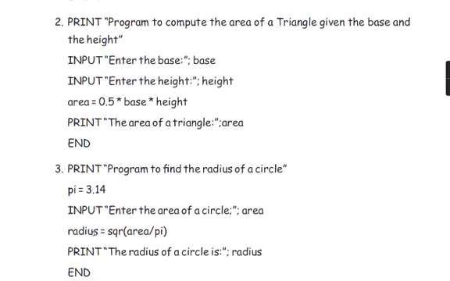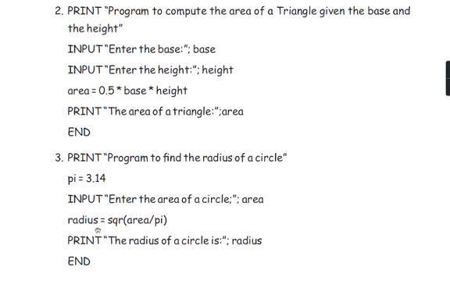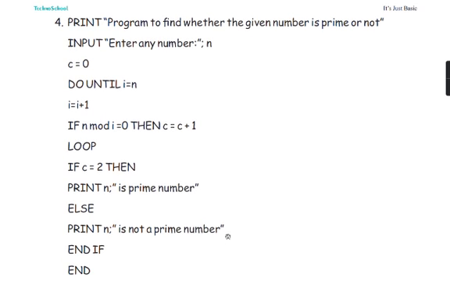Next, find the radius of a circle. For this formula, pi equal to 3.14, that is fixed. So input, enter the area of circle, radius equal to square root of area divided by pi. This is a built-in function available in Just Basic. So print the radius of a circle is. Execute all these programs.